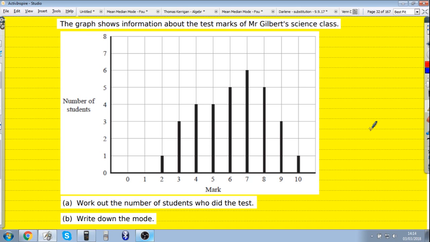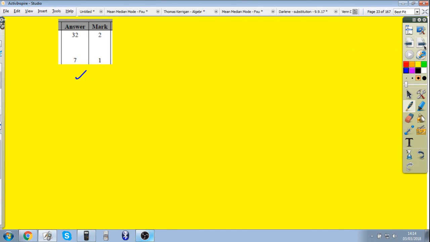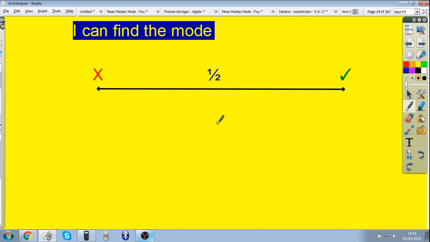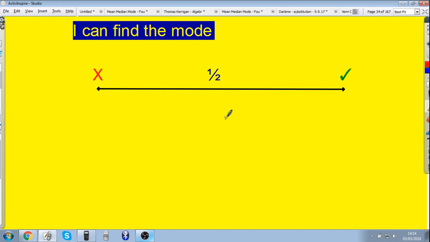So to work out the number of students, do I just need to add up the little bars together? So what would you be adding? 1, 3, 4. Yeah, and so on. And what is the mode? The mode is 6 or 7. Correct, yeah, 7 marks. That's the average thing. Okay, well done. 7. There we go. Okay, I can find the mode, I'll give it a tick.